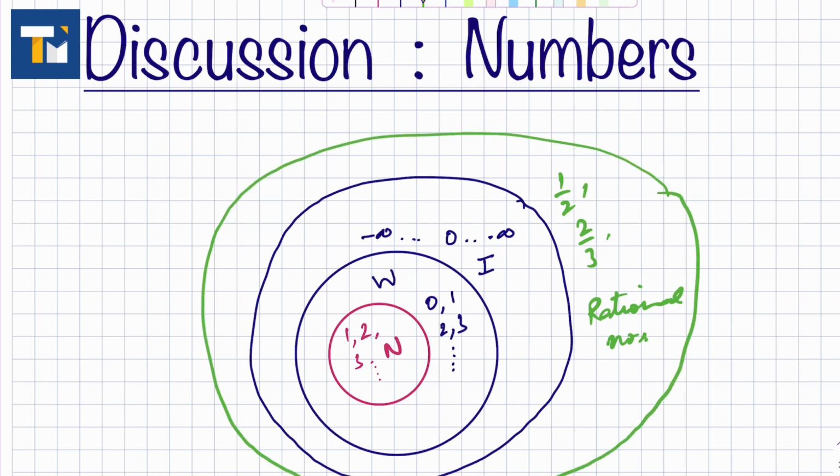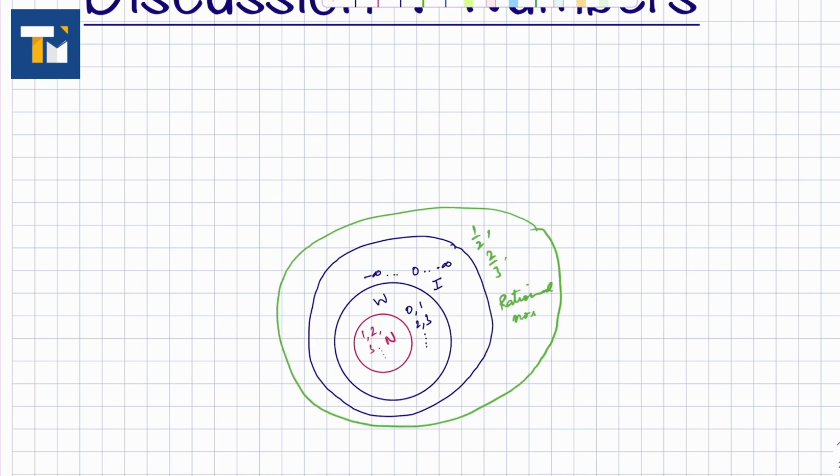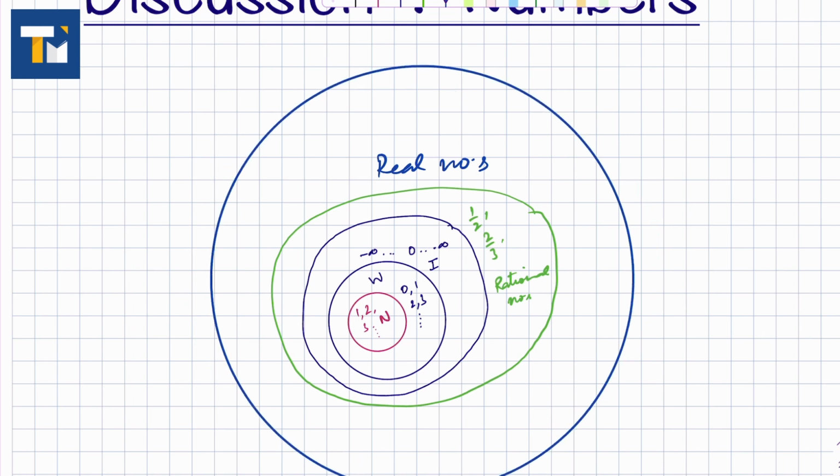But then we also have irrational numbers, right? So we have to include those as well. So all of these numbers together, we call them real numbers. And in real numbers, we have everything. We have our negative numbers, we have our 0, we have our pi, we have our 2 by 3, any number that you could ever think of. We have here under real numbers.